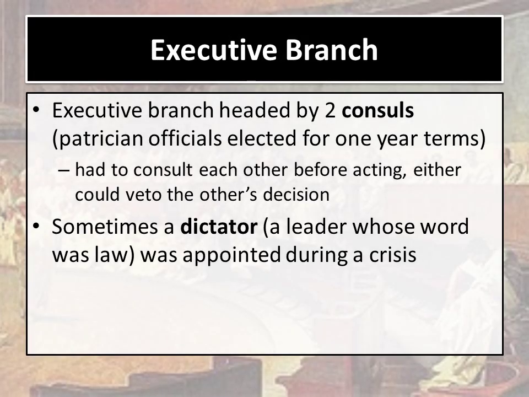The other part of the Roman Republic's government was the executive branch, and the executive branch was headed by two men called consuls. And consuls were patrician officials who were elected to one-year terms. They were called consuls because they had to consult with each other before acting or making any major decisions. This is true because either consul could veto the other's decision, and what veto means in Latin is I forbid. They could basically cancel out any action or decision made by just one consul.